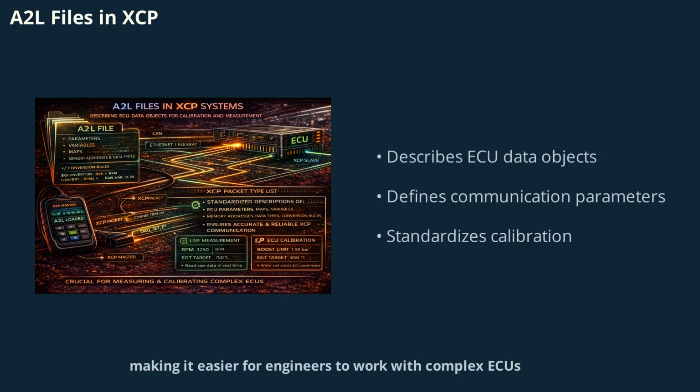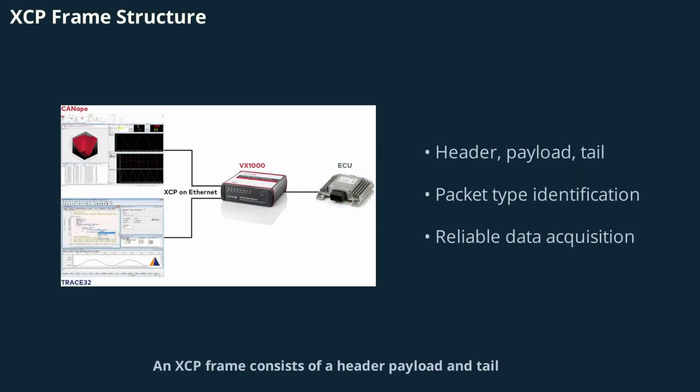An XCP frame consists of a header, payload, and tail, each serving a specific purpose. The header identifies the packet type such as command, response, or event. The payload contains the actual measurement or stimulation data, while the tail ensures alignment and consistent frame length. This structure supports reliable data acquisition and calibration, providing precise timing and identification for each data packet.